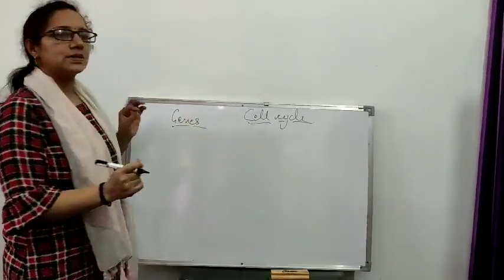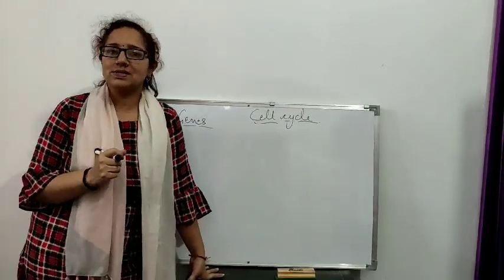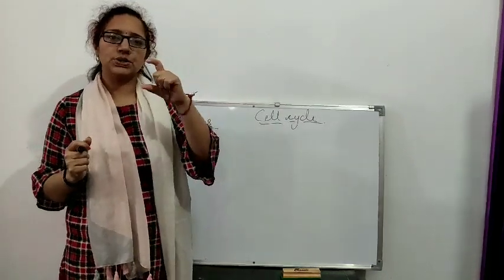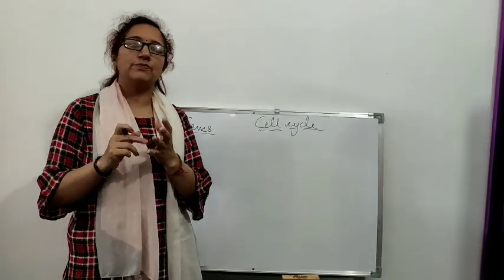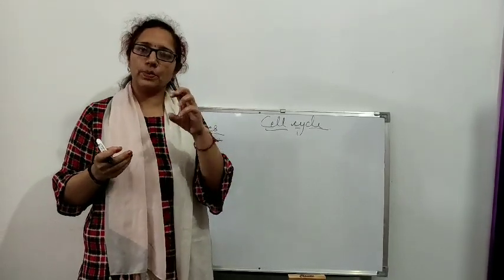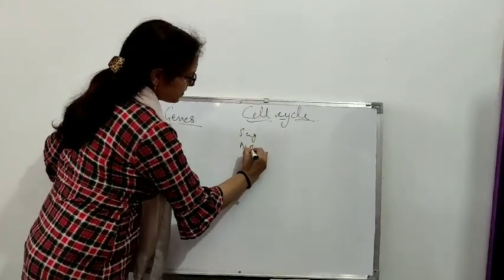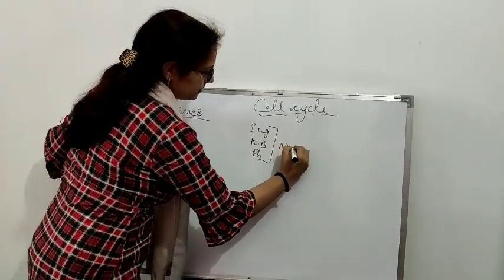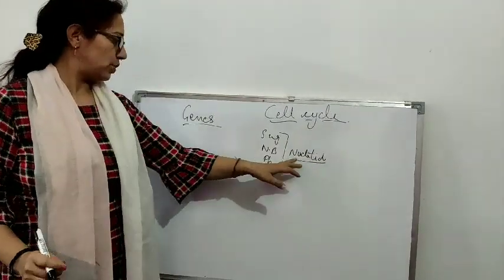Now, genes are specific nucleotide sequences. In my last lecture, I told you what nucleotides are. Nucleotides are the units of DNA, in which there is a phosphate group, a nitrogenous base and a sugar. All these three components together, sugar, nitrogenous base and phosphate, form a nucleotide. So this is the nucleotide. These three things are forming the nucleotide.